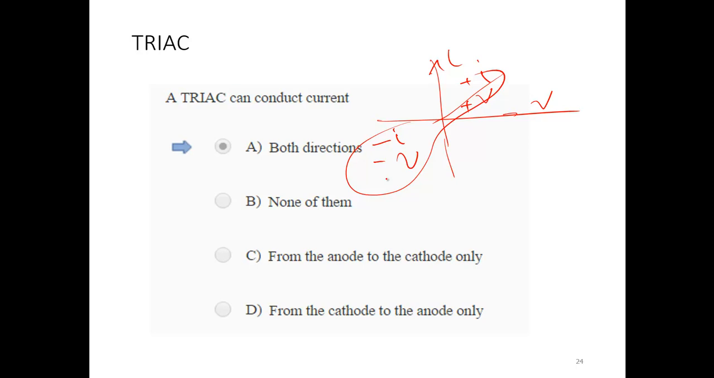Triacs are used in many applications, especially lighting, illumination, and power control of lights. It is variable: if you have 120 volts, you can vary from 0 to 120 volts, and you can vary the illumination of the light.